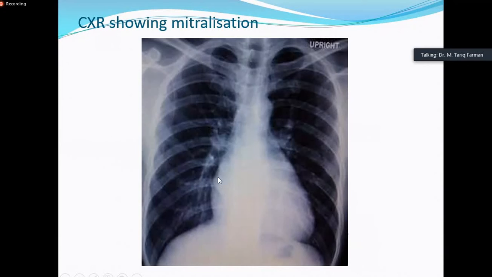So this double shadow is because of left atrial enlargement. This is all left atrium. This is left atrial enlargement. This is the left atrium, and this is the right atrium. So this is again one of the findings of mitral stenosis or left atrial enlargement.